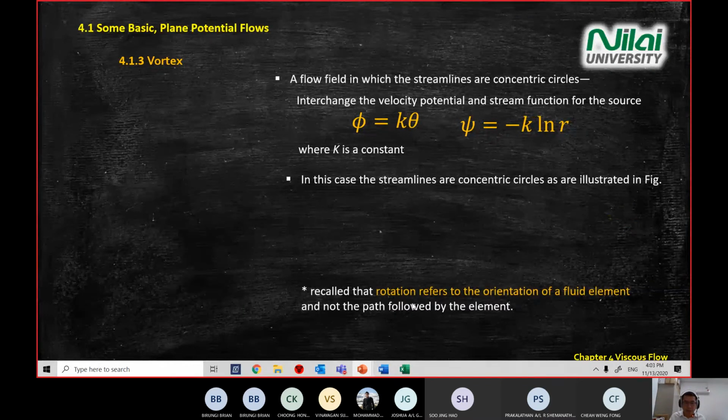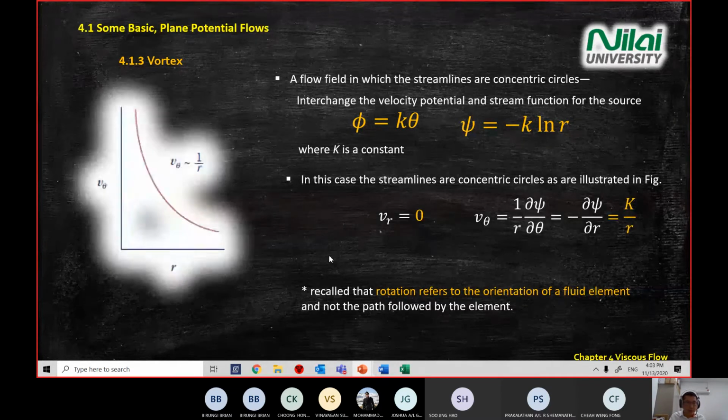So we need to recall a rotational. You'll see this diagram here. If you look at v theta equal to k divided by r, the relationship between v theta and r is a 1 over r relationship. So you still get a curve without intersect on both axes. Mathematically, it will make no sense that the velocity will become infinity as it's near to 0.